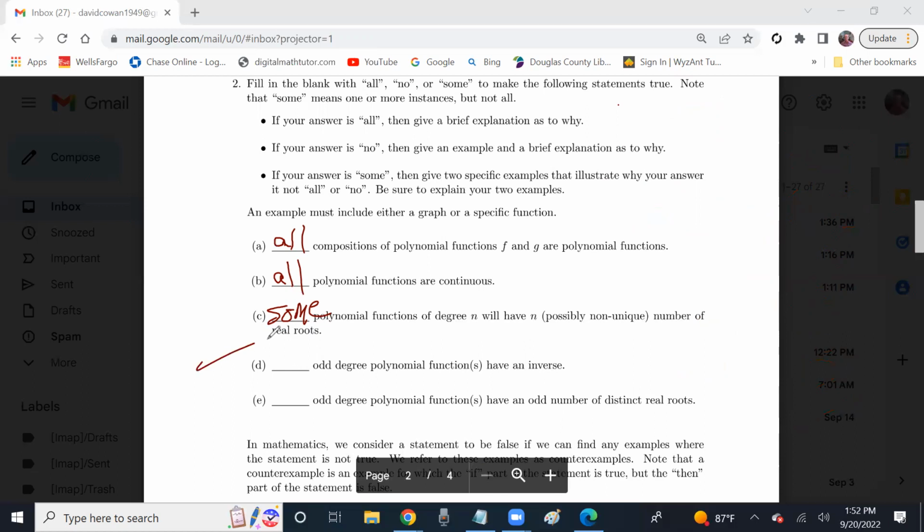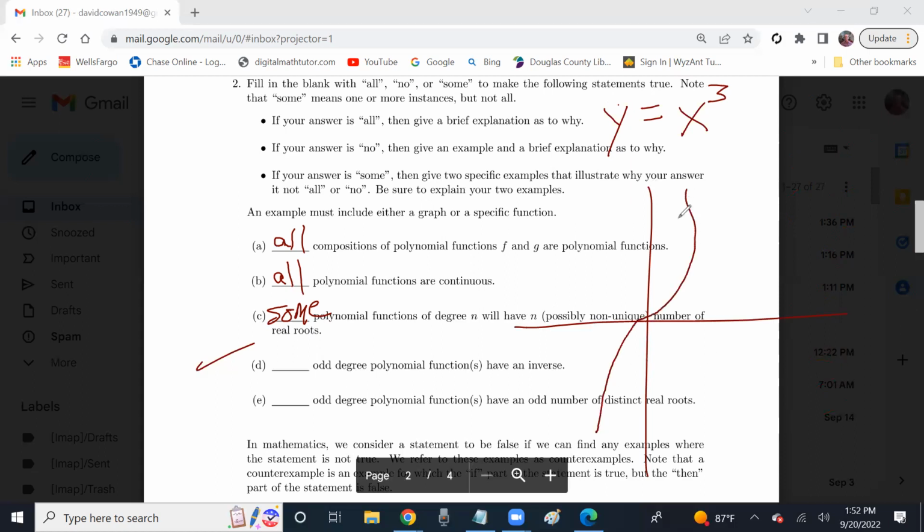Odd degree polynomials. So let's think of one. It's the simplest one I can think of. And if I graph that one, it looks like that. And for a function to have an inverse, it has to be 1-to-1. In other words, it has to pass a vertical line test and it has to pass a horizontal line test.